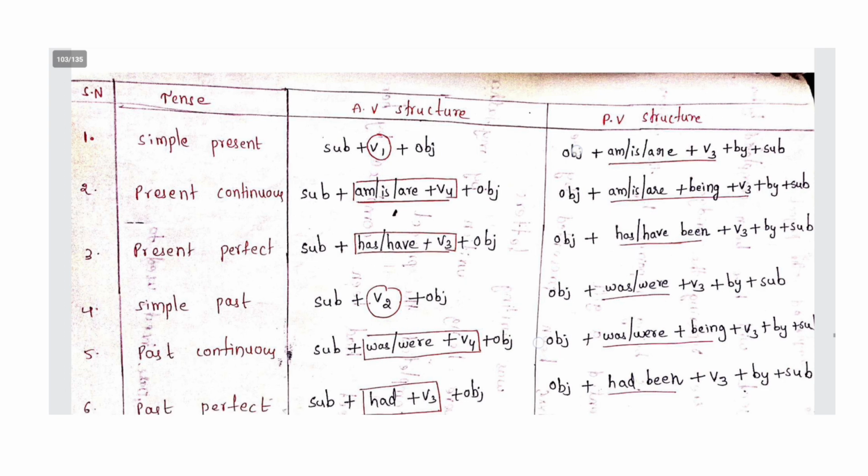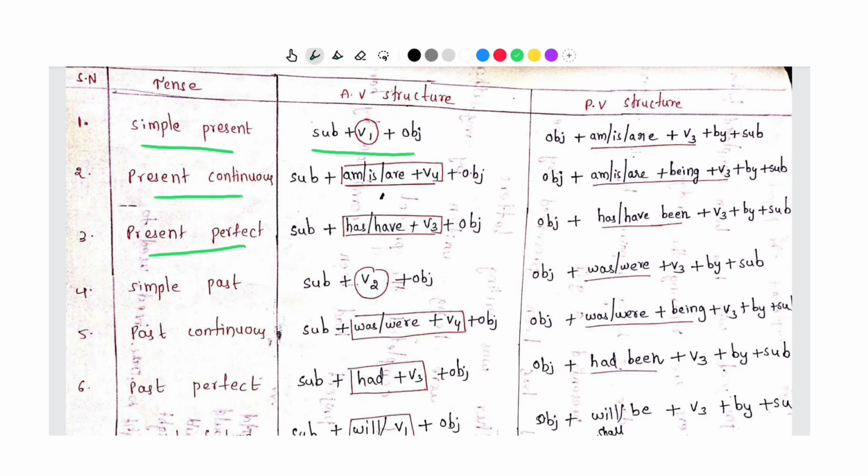And this table is very important. Here: tense, active structure, passive structure. If you remember this very well, then you can easily identify the active voice and passive voice in your examinations. First, simple present. Subject plus V1 plus object. In passive structure, object plus am or is or are plus V3 plus by plus subject.